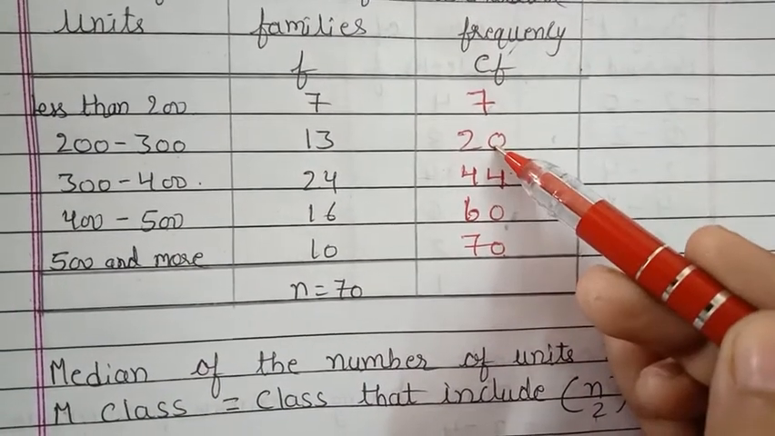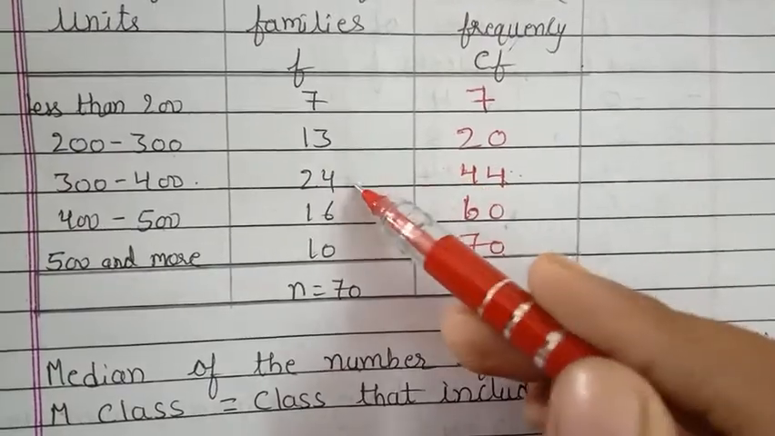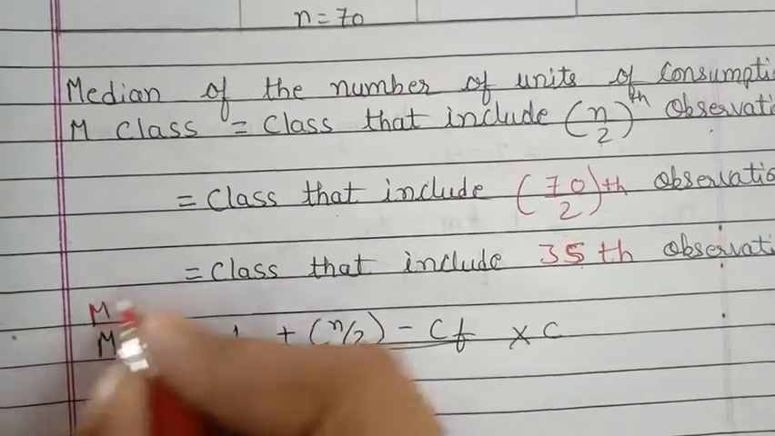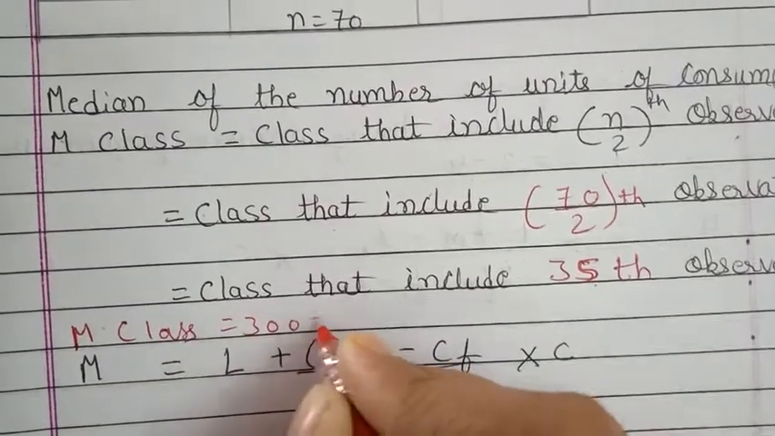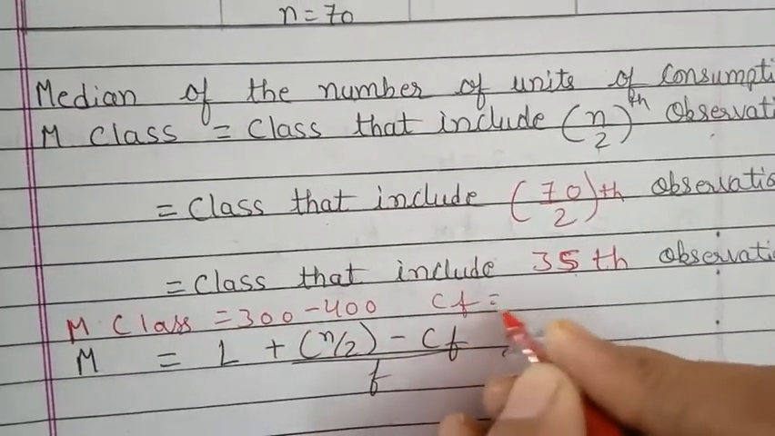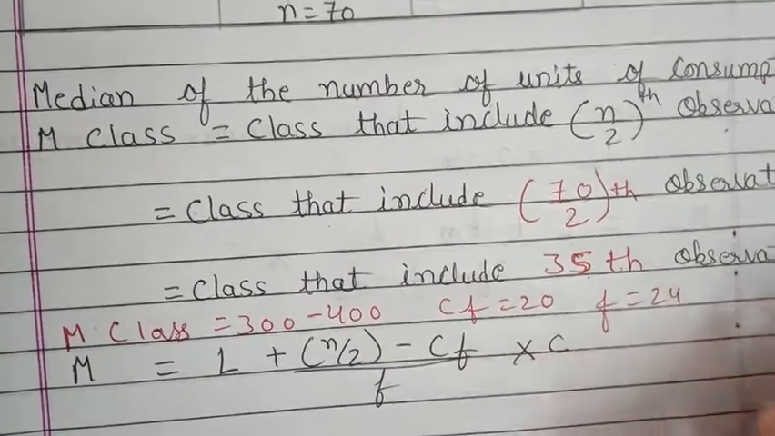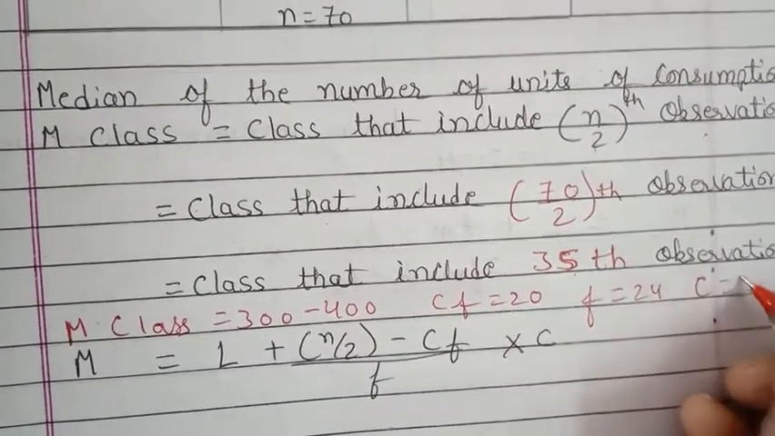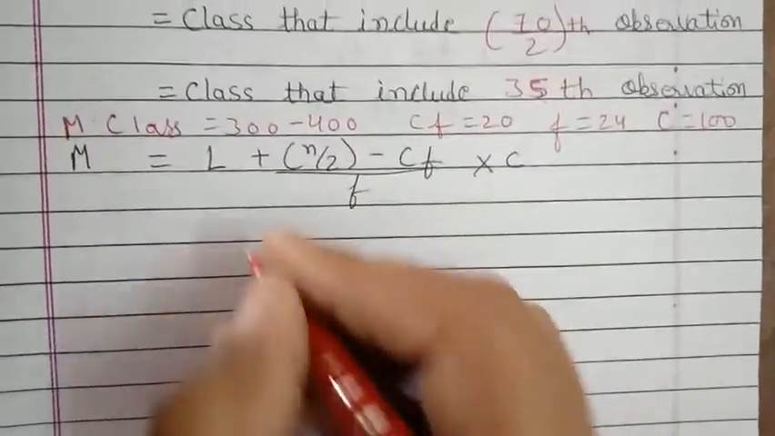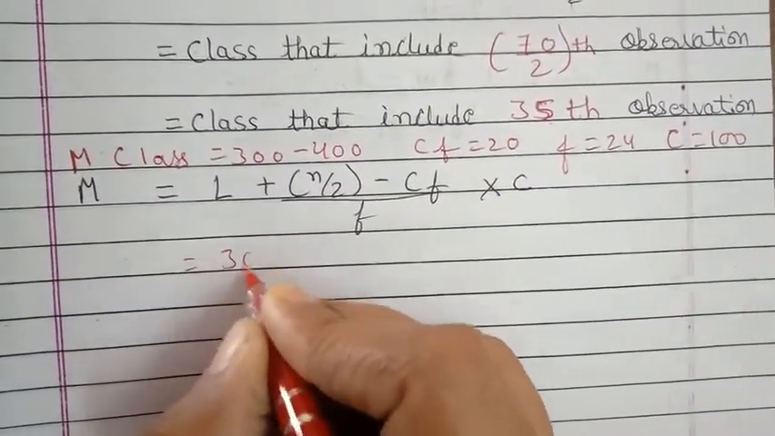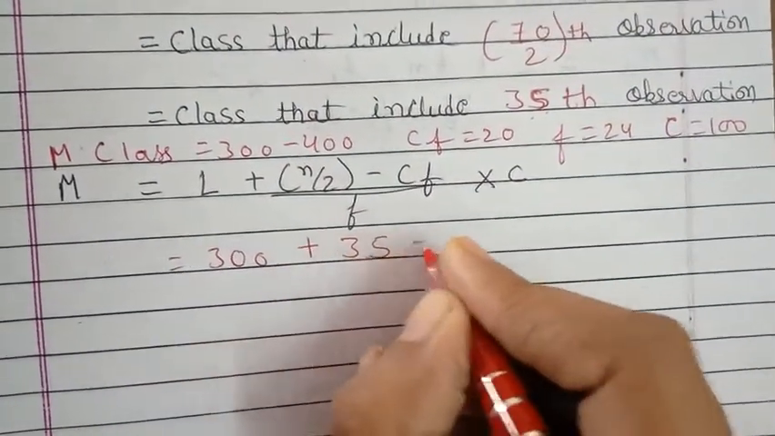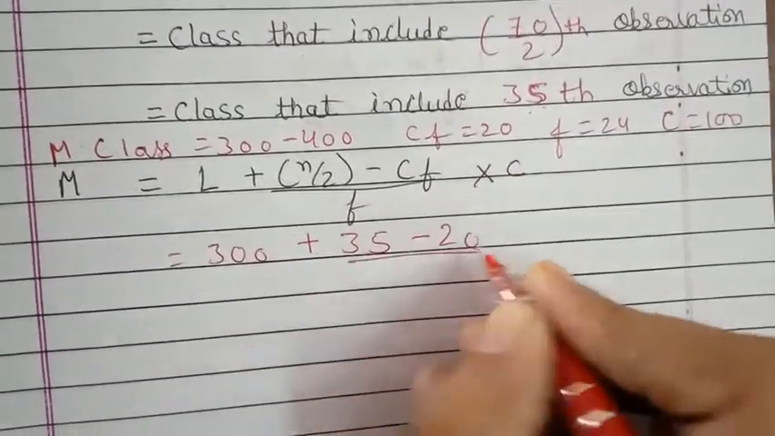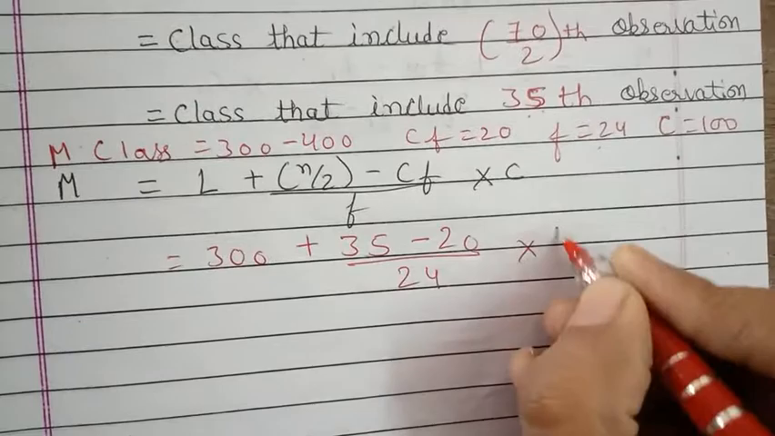Then the CF of the previous class we have to take, so that is 20, and the frequency of that particular class is 24. So our median class is 300 to 400, CF is 20, frequency is 24, and our class length is 100. We'll put all the things in our formula. L is 300, that is the lower boundary point, plus n by 2, that is 35, minus CF, that is 20, divided by frequency, that is 24, multiplied by C, that is 100.